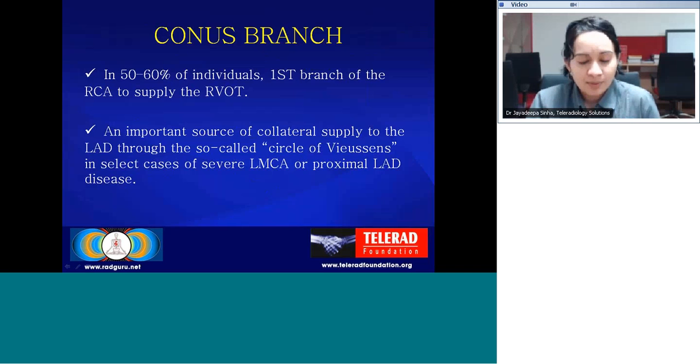Now coming to the branches of the right coronary artery, in approximately 50 to 60% of the population, we have the conus branch, which is the first branch of the RCA to supply the right ventricular outflow tract. It is also an important source of collateral supply to the LAD through the so-called circle of Vieussens, which in selective cases can be used to collateralize severe cases of left main coronary artery or proximal LAD disease.